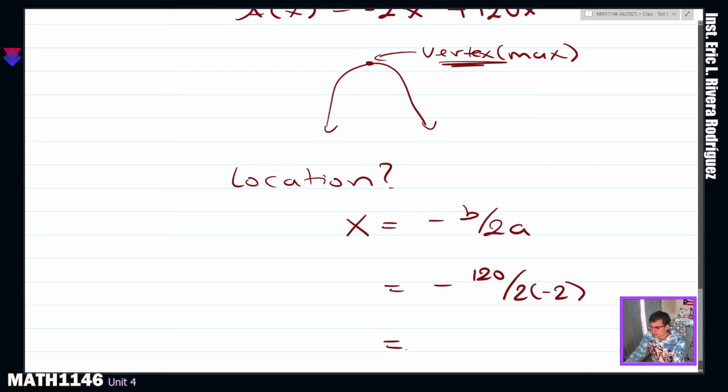So when we solve this, what is the value that we're getting? 120 over 4, so that's 12, and 4 times 3 is 12, so that's 30. So we have 30, and the two negatives cancel each other.